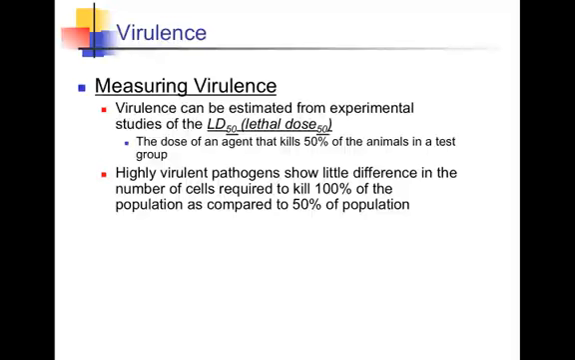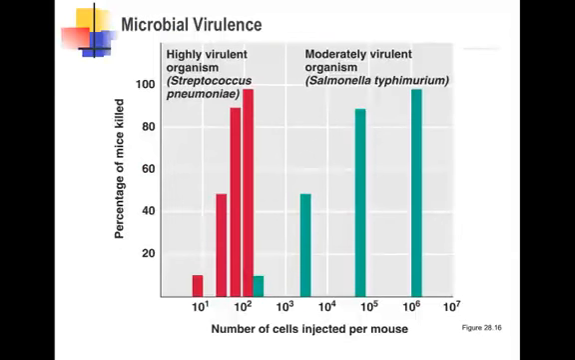For very virulent pathogens, there may not be much difference in the number of cells that are required to cause death in all exposed individuals versus 50% of them. But then you can imagine for less virulent organisms, there might be a more dramatic difference between the number of cells required to cause 50% lethality versus 100%. And here's an example of that: a highly virulent Streptococcus pneumoniae versus just a moderately virulent Salmonella organism. What you see are the number of cells injected per mouse and the number of mice killed on the y-axis. And so you can see the dramatic difference there.